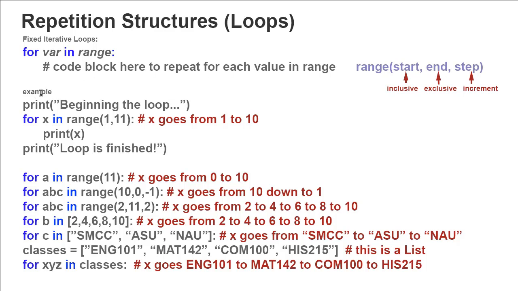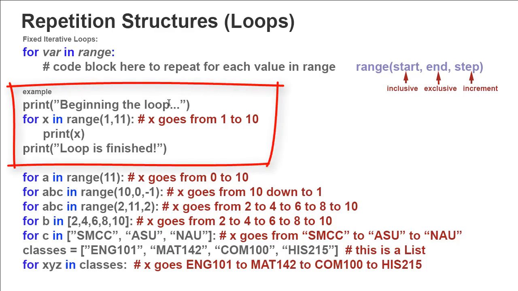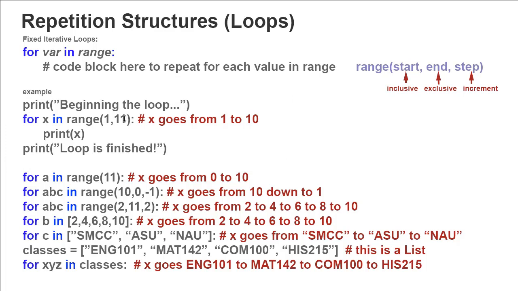So here's an example, kind of what we saw in the previous video where we used a while loop. We're going to print the beginning of the loop. We're going to have our loop, in this case a for loop. It's going to go from 1 to 11, 11 being exclusive, so it's going to go from 1 to 10. We're going to print x and say the loop is finished.